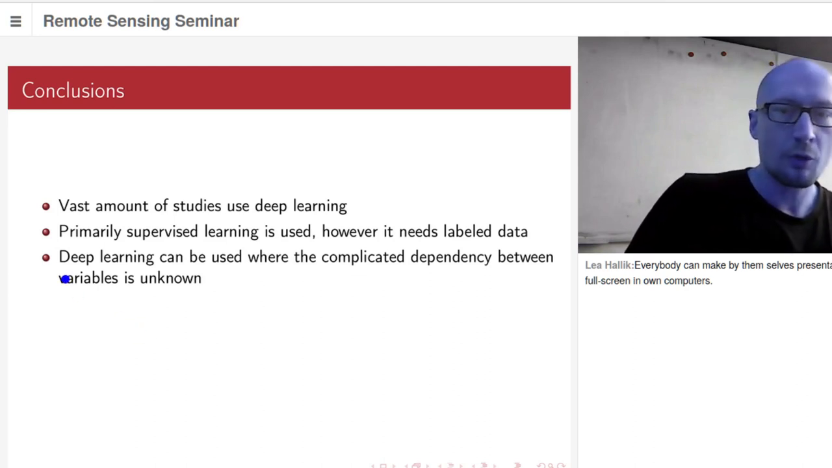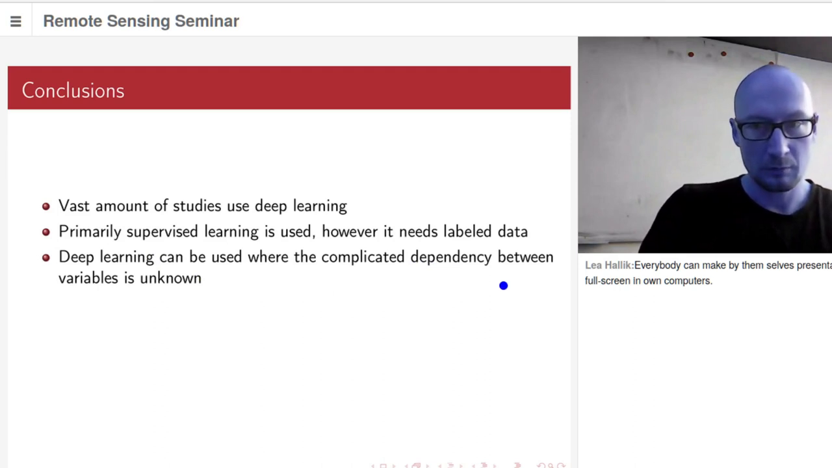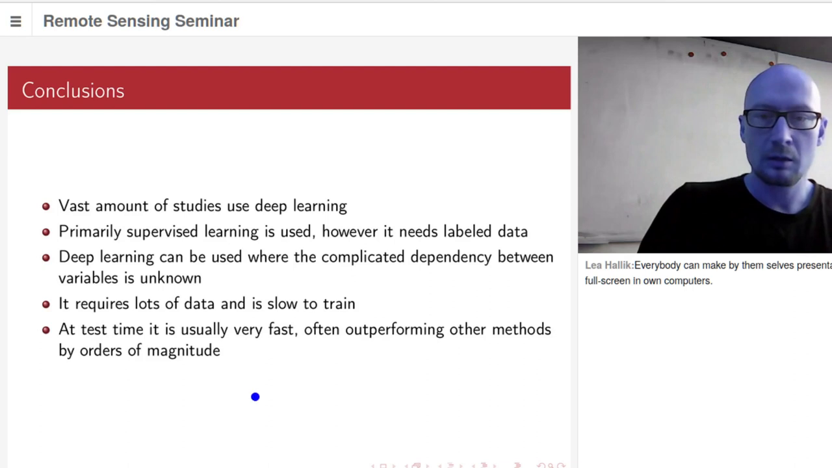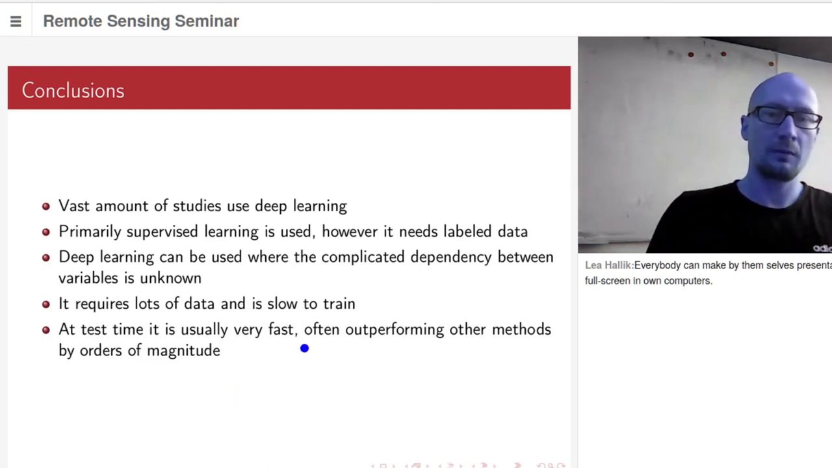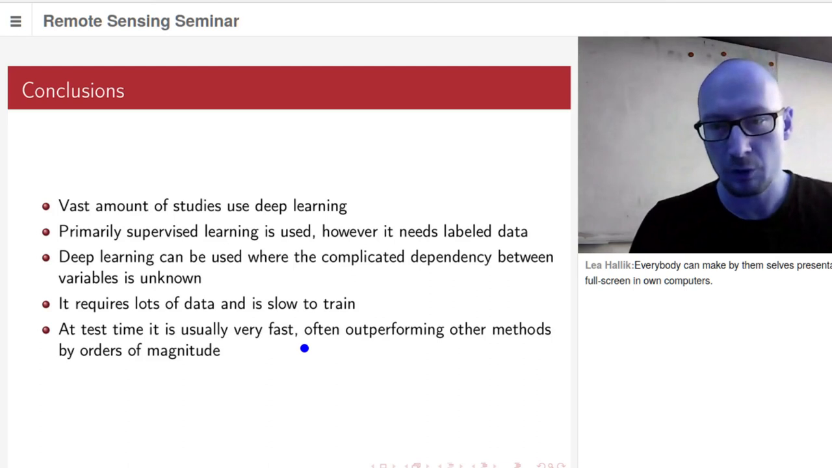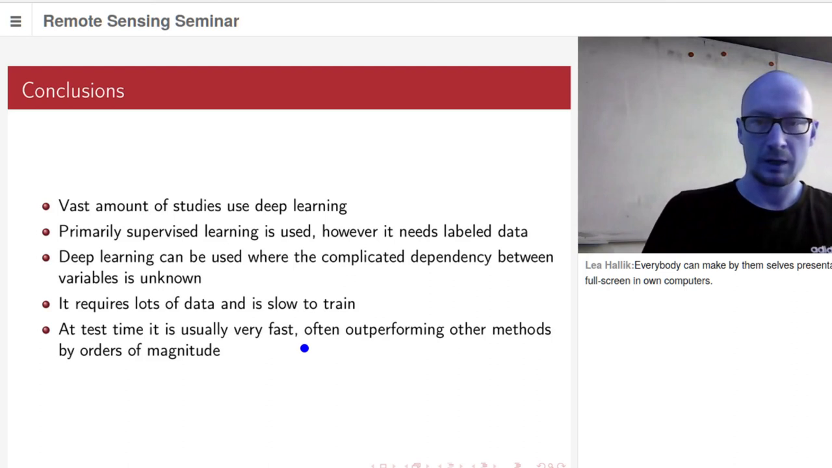Then deep learning itself is a very efficient way of learning very complicated dependencies between different variables, where this dependency is mathematically unknown, for instance. But it requires lots of training data, and it's usually slow to train. But at application time, it's very fast. Of course, here it's mostly the advantage of using GPUs, for instance, that makes it fast. And then usually, at least speed-wise, neural networks outperform other methods, sometimes even by orders of magnitude.